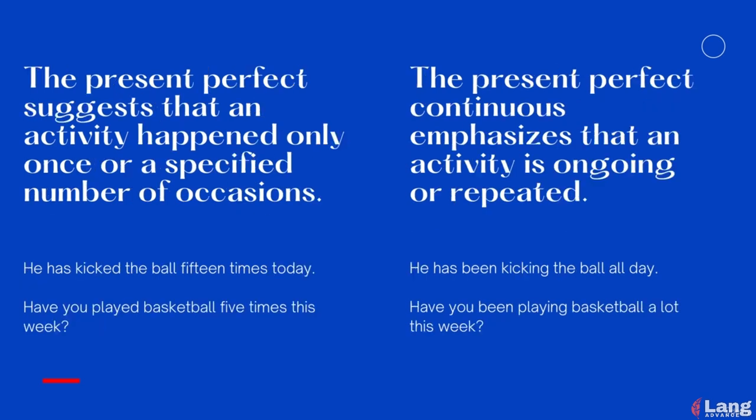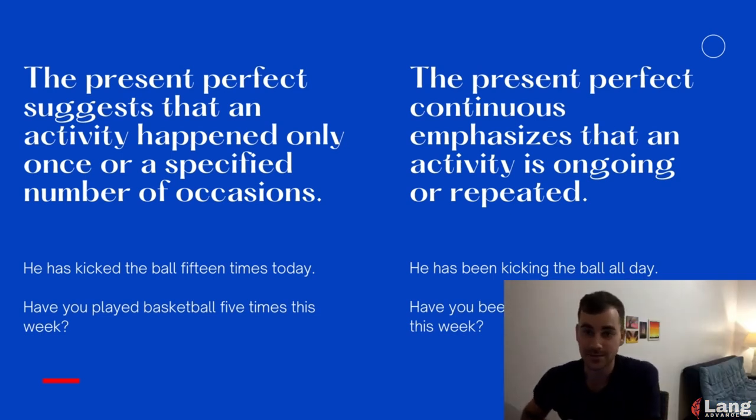The present perfect suggests that an activity happened only once or a specified number of occasions. She has kicked the ball 15 times today. Have you played basketball 5 times this week? The present perfect continuous emphasizes that an activity is ongoing or repeated. He has been kicking the ball all day. Have you been playing basketball a lot this week? That is the end of the advanced rules for the present perfect.